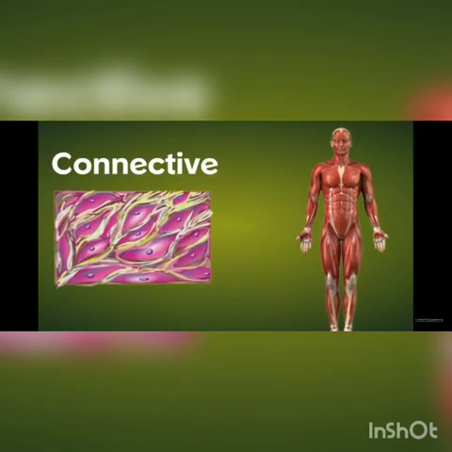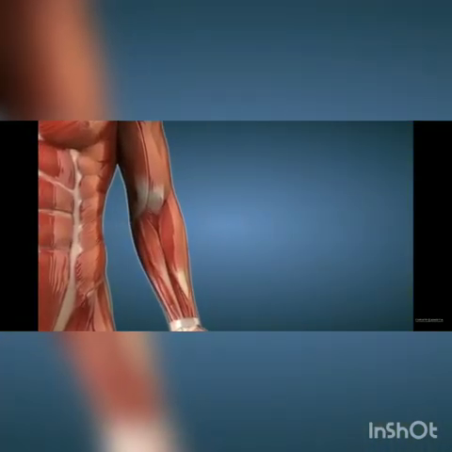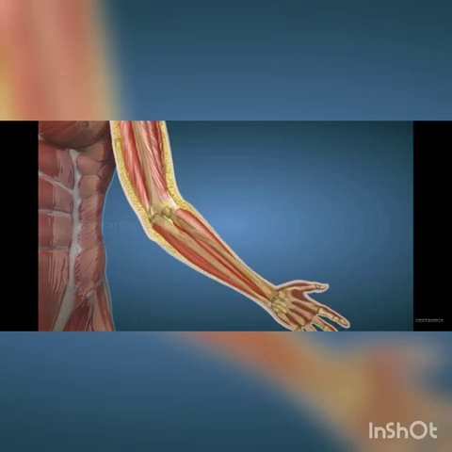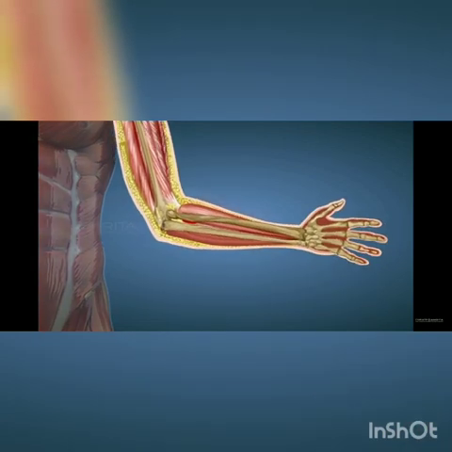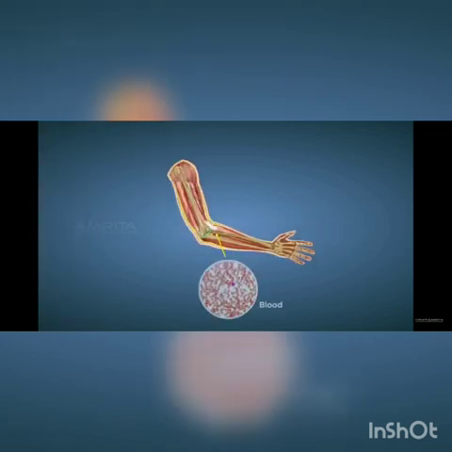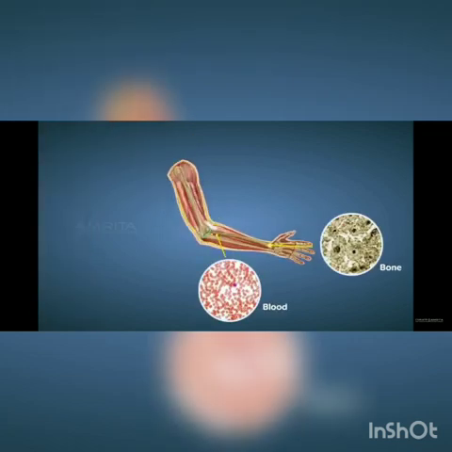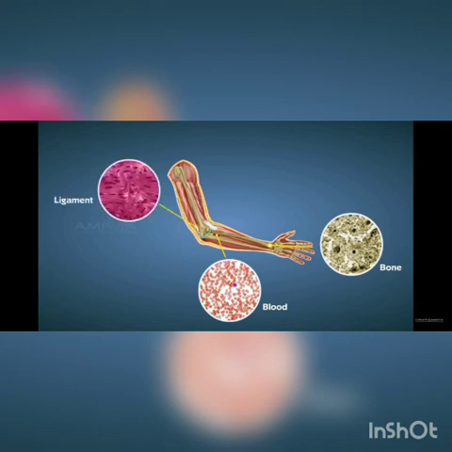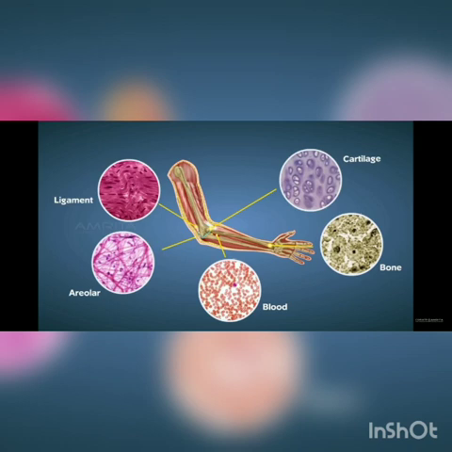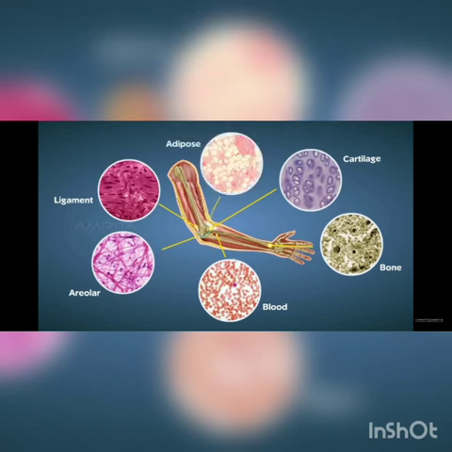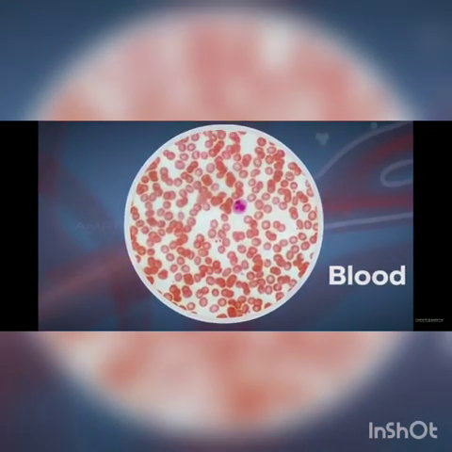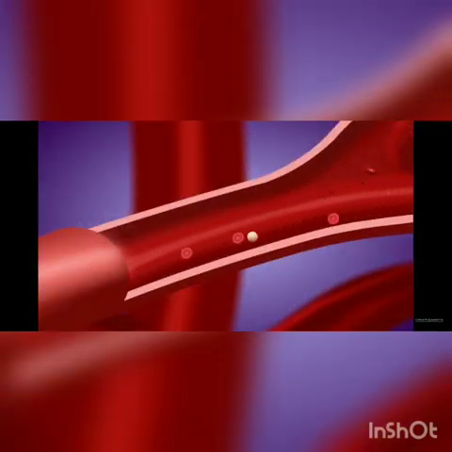The next one is connective tissue. Connective tissue has many types, so what are they, we are going to see now. The first one is blood, which in your book is given as vascular tissue. Then bone, cartilage and ligament, areolar, and also adipose tissue. The first one we are going to see is blood, given in your book as vascular tissue.